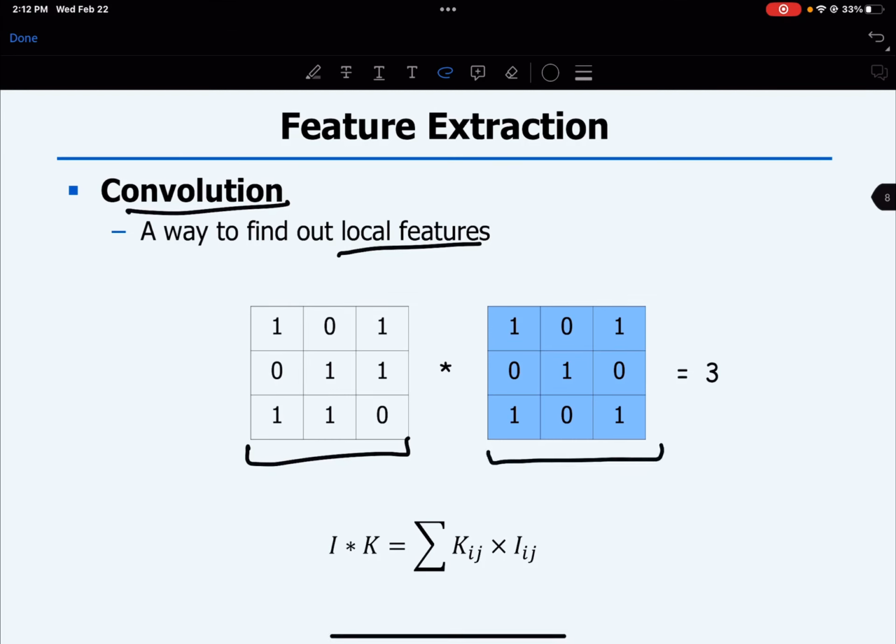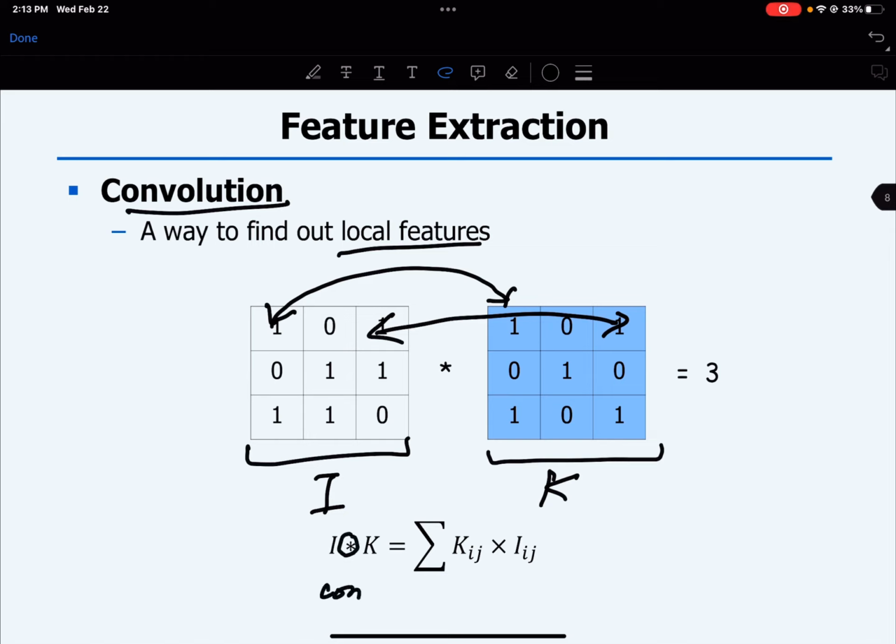This is the mask that we have, and we multiply them. This is I and this K is your kernel, and we perform the convolution. So, pixel by pixel matching, we can see these two. This is the symbol for convolution.